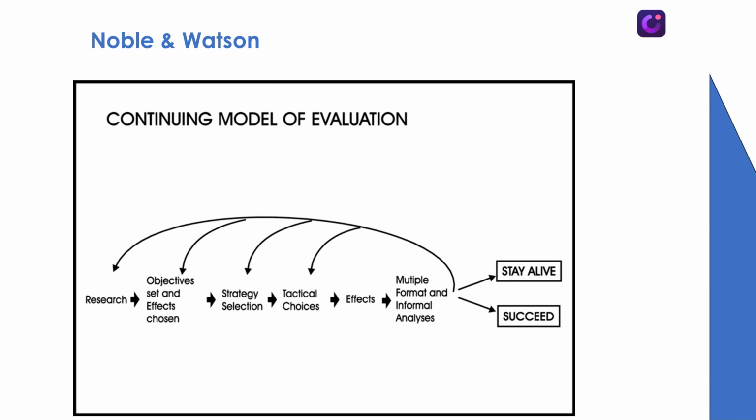So after researching, you set your objectives and then you choose your effects. Remember, the effect is whether you want them to change their opinion, or change whatever it is that you want them to change. Then strategy selection, and of course your tactical choices. Then you look at the effects. And then there is a multiple formal and informal analysis, that is, there will be formal and informal analysis or evaluation.